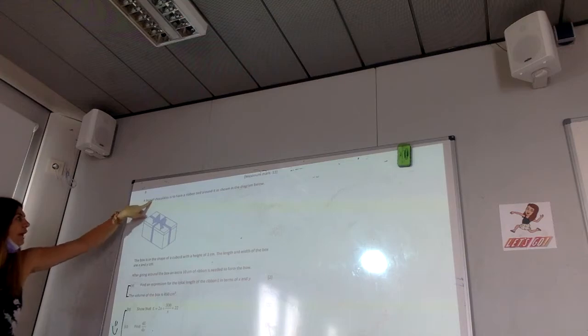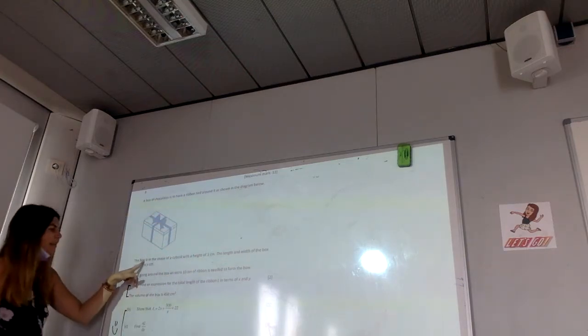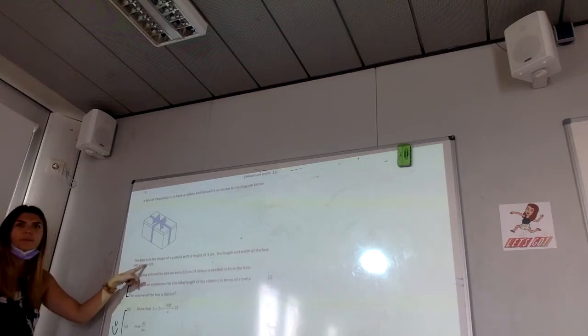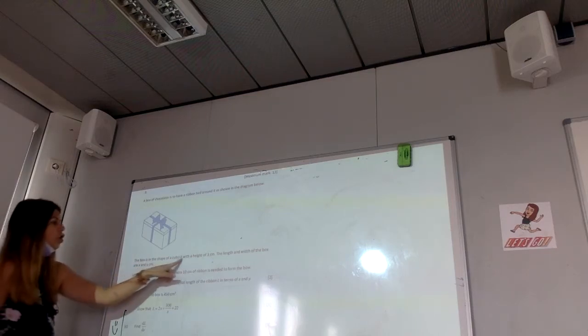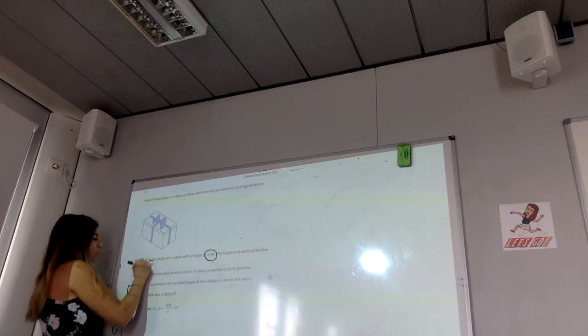You have to read it really carefully. A box of chocolates is to have a ribbon tied around it as shown in the diagram. Has anyone done this question? I think I did. The box is in the shape of a cuboid with a height of 3 centimetres. The length and the width of the box are X and Y.